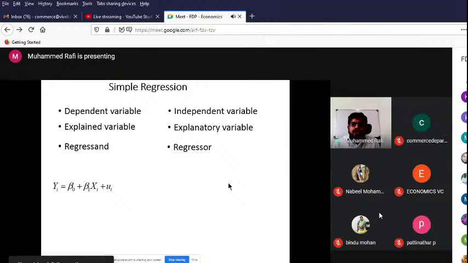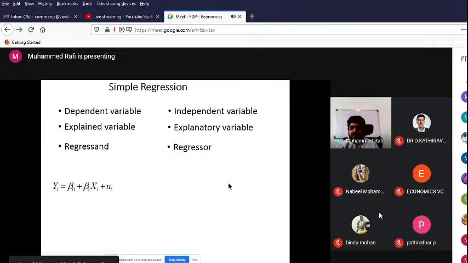So if you are going for a regression model where you are trying to find out the values of beta 0 and beta 1, that means you try to find out the value of the marginal propensity to consume. That means when your income is increasing by 1 rupee, how much will be the increase in the consumption. That is the marginal propensity to consume, the beta 1 value. And you can also find out the value of the autonomous consumption, that is beta 0. So we try to find out the relationship between these two variables, consumption and income.